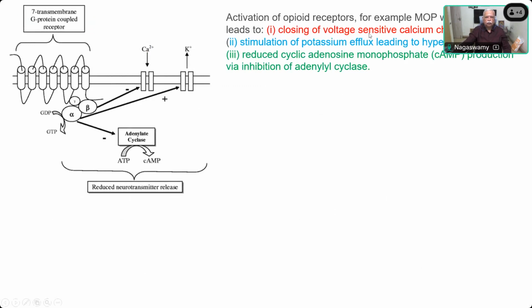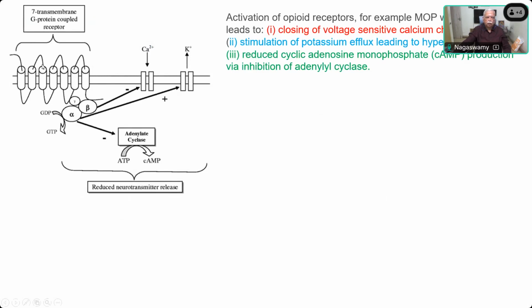One is closing of voltage sensitive calcium channels, stimulation of potassium efflux causing hyperpolarization, and reduced cyclic adenosine monophosphate. All these things are shown in this picture. Calcium is prevented from coming in. There is a negative symbol here. Potassium is driven out, causing more negative charge inside, which is called hyperpolarization. And depression or blocking of adenyl cyclase, so reduced cyclic AMP and neurotransmitter release.